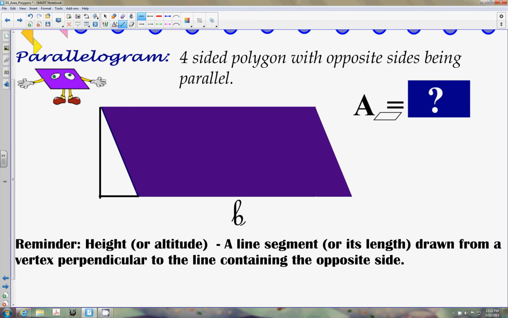You could also draw this height inside the figure. How about I move it? I could put it right here. Okay, again, it's touching a vertex. So the vertex is like a corner right there.